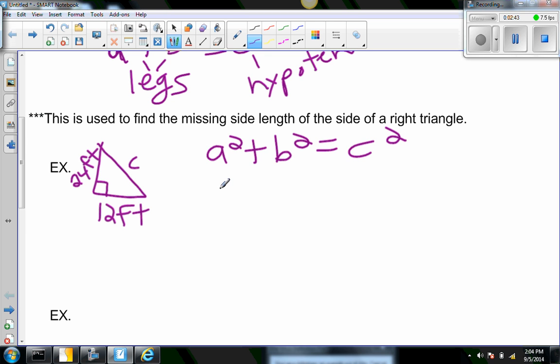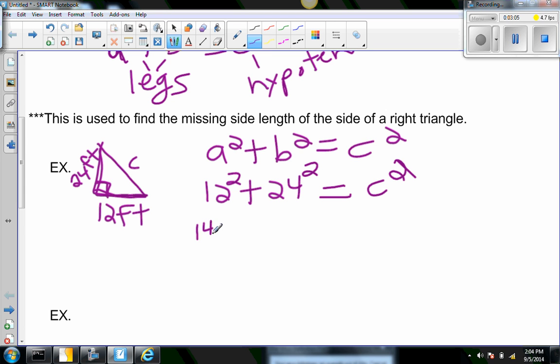And so then I'm going to fill in a and b. Does it really matter if the 12 is the a or the b? Not really, as long as 12 and 24 are your a and your b, because they are the two shortest sides that make this right angle. And then my c, I'm just going to put c squared because I don't know what it is. So 12 squared is 144. 24 squared is 576. And that's going to equal c squared. And if I add those two things together, I get 720 equals c squared.